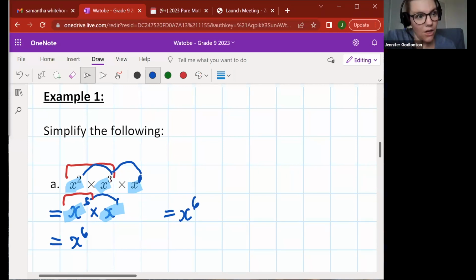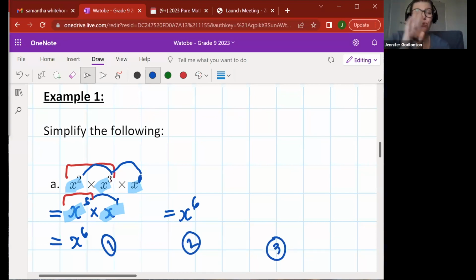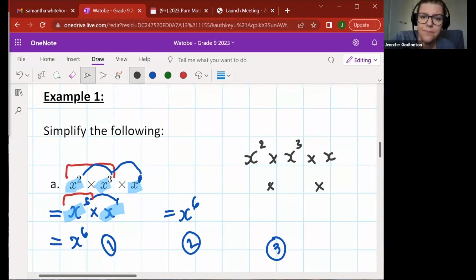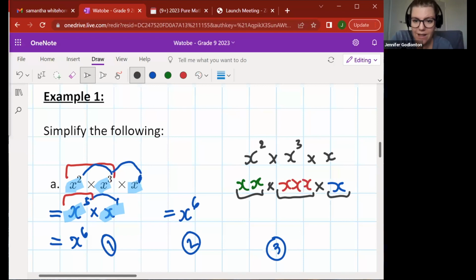Okay. A third option. So option 1, option 2, option 3. If you're feeling completely lost by this, you can write it out in long format. So we have x squared times x cubed times x. So now I put these little x's here. We've got x squared, we've got x cubed, and we've got x. And if we add all of those x's together, we've got 2, and then we've got another 3, and we've got another 1, which gives us x to the power of 6. So depending on where your comfort level is at the moment, that determines which road you should be going on right now.